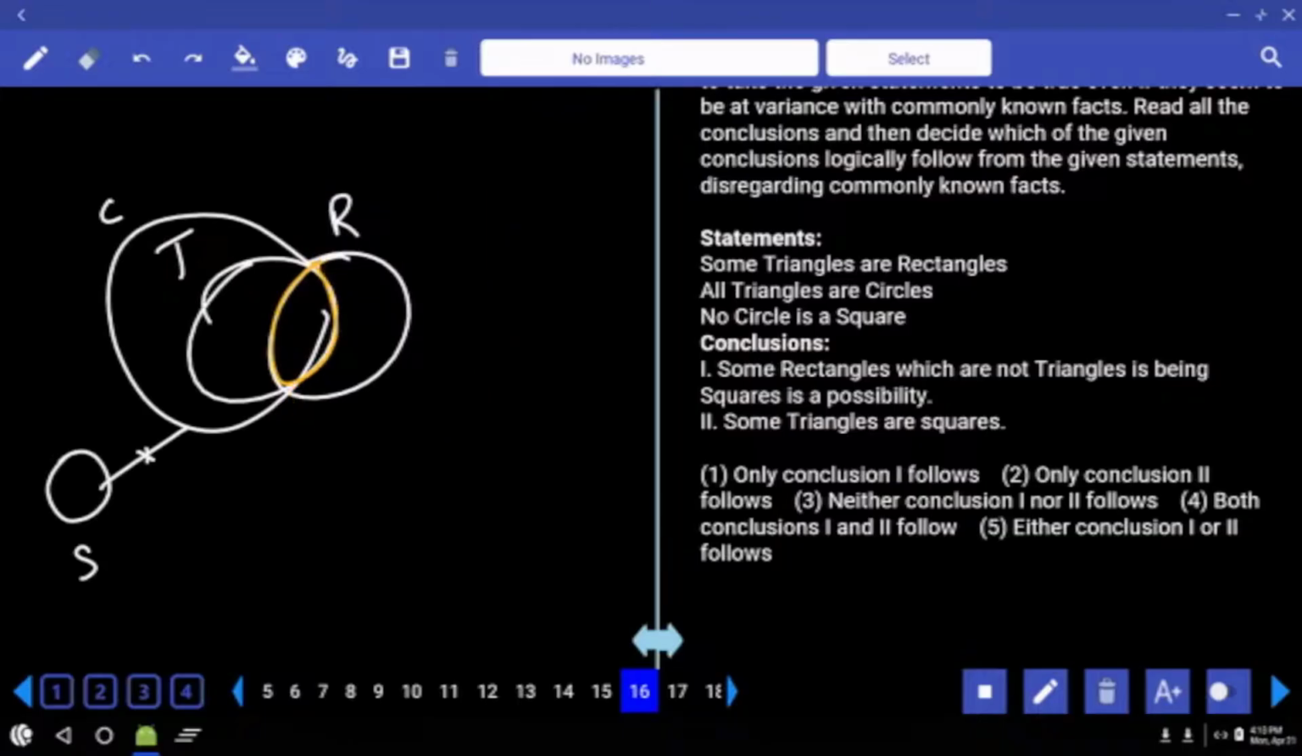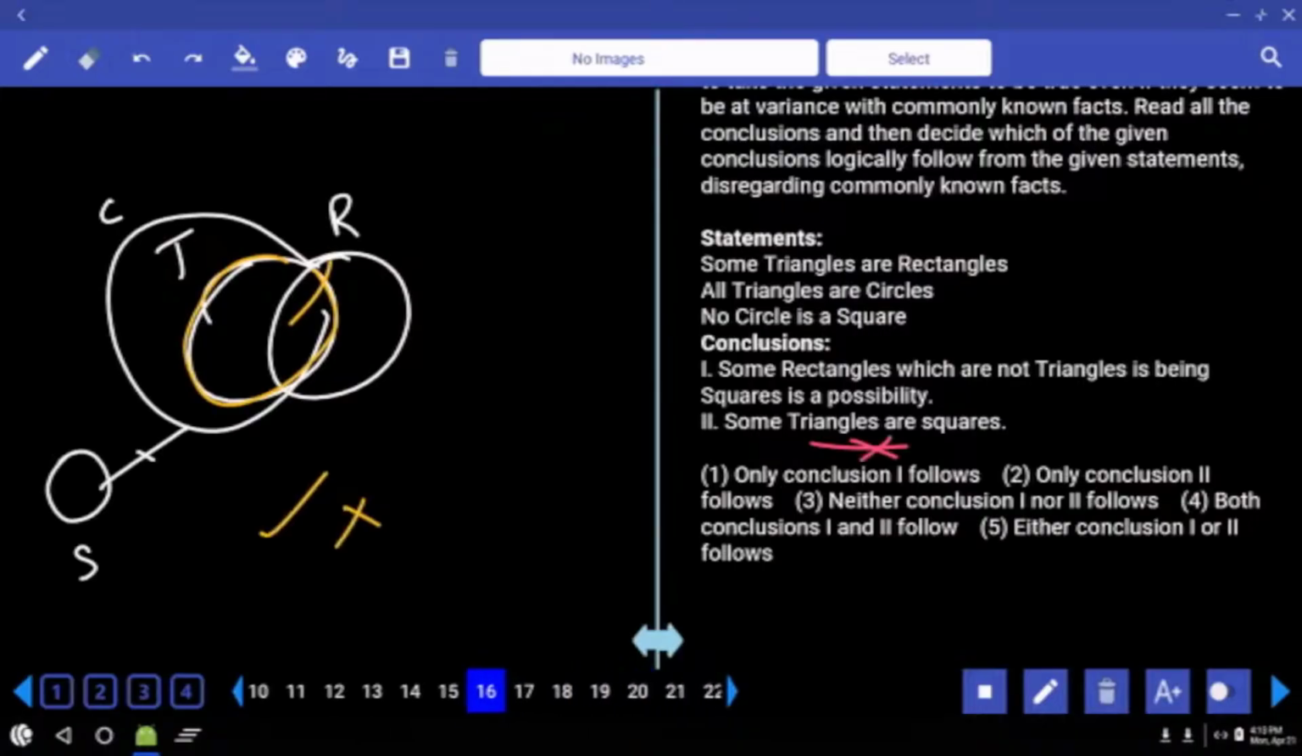Okay? Then next one. And some triangles are squares. Triangle is here, square is here. Is it possible? No. Definitely true, it is false. Only one choice, question number 16. Then the 17th one.